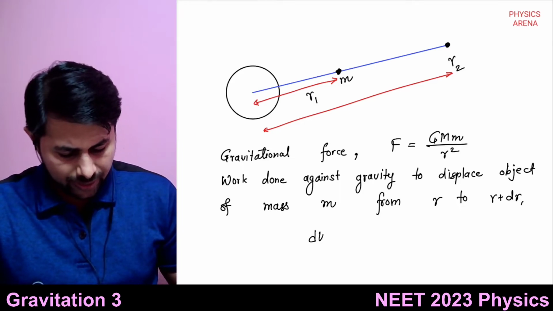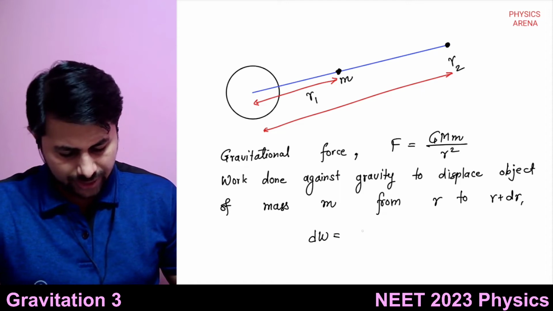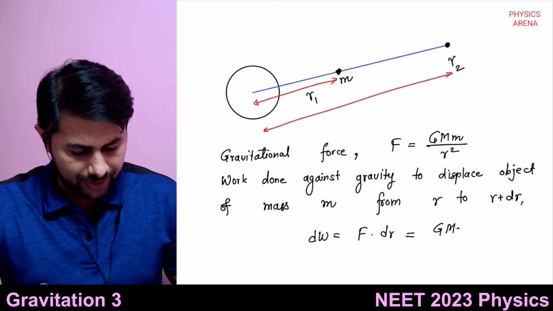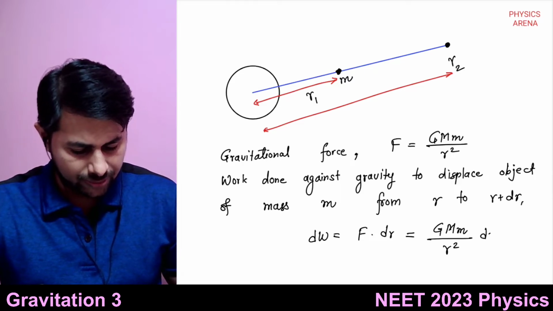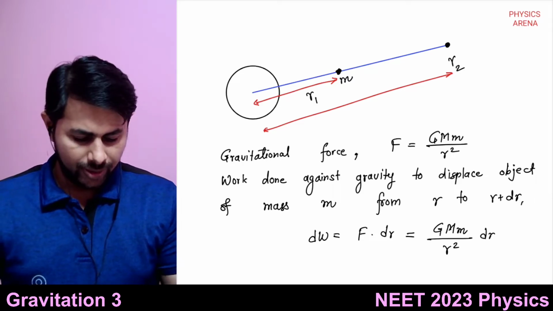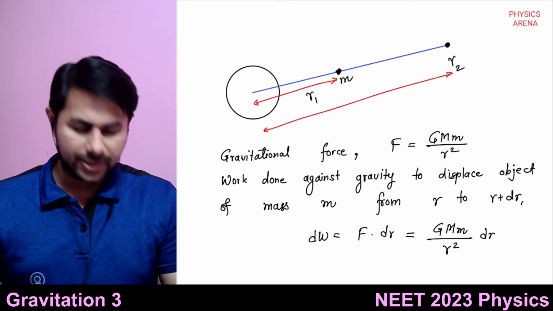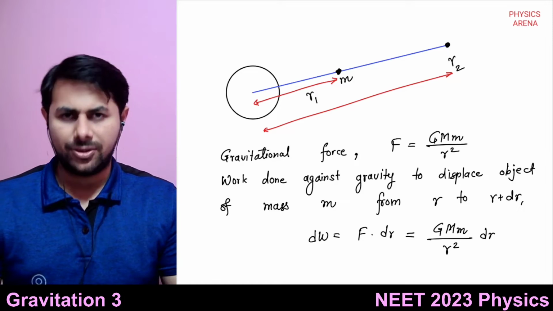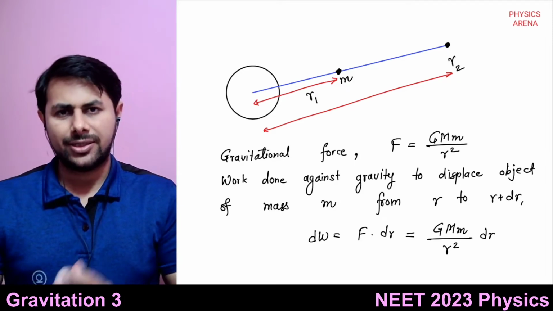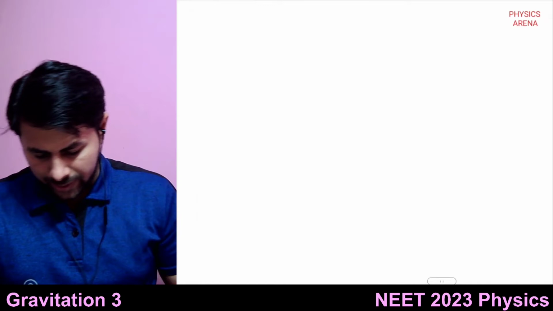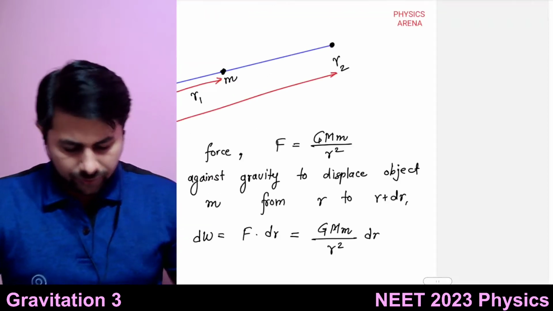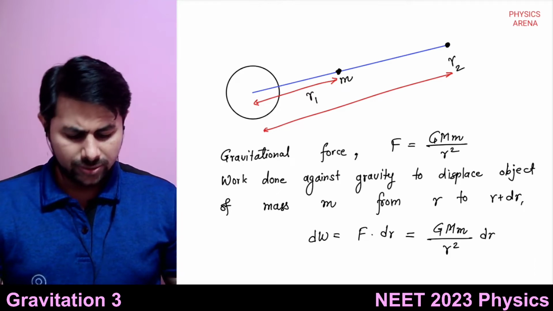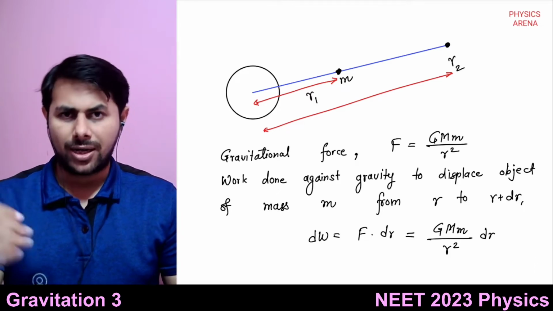What is that work? Work is dW, and it is just equal to F dot dr, or we can say it is equal to G times capital M into small m upon r square into dr. Okay, because work is done against the gravitational force of Earth, this will be positive work done by some external agency, right? So now this work will change the potential energy of the object. Okay, so now we are moving it from r1 to r2.